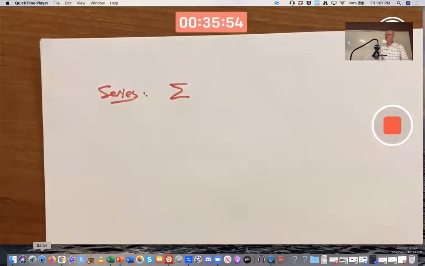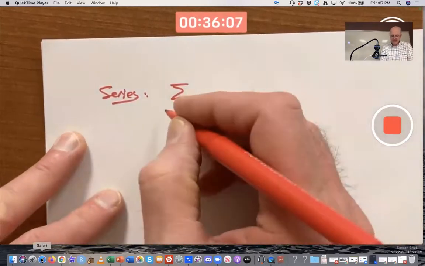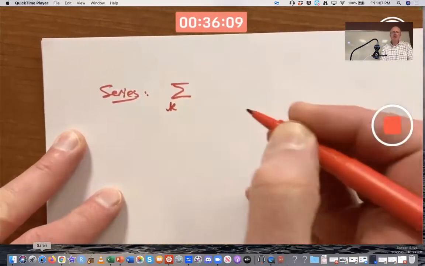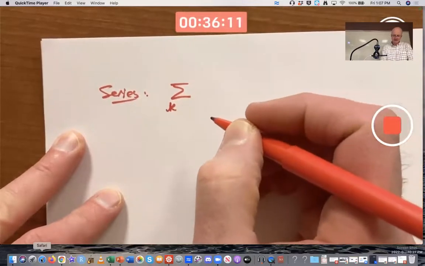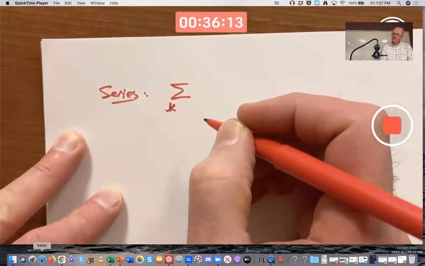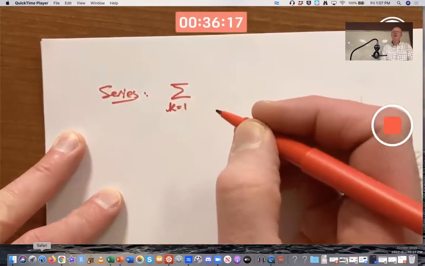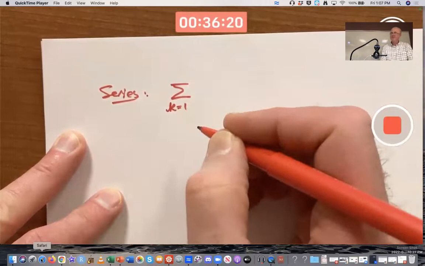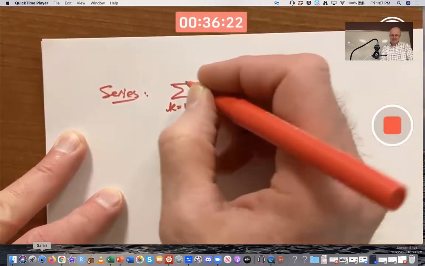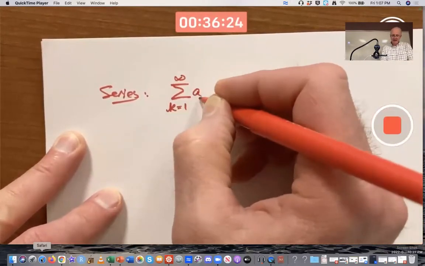Summation. Last time we used i as the index of summation, as the book did. Sometimes the book uses n as the index of summation. I personally prefer using the letter k, a lowercase k, which I make cursive, because if I make it non-cursive, it looks too much like a capital K. That's my cursive lowercase k. k goes from one to infinity of a sub k.